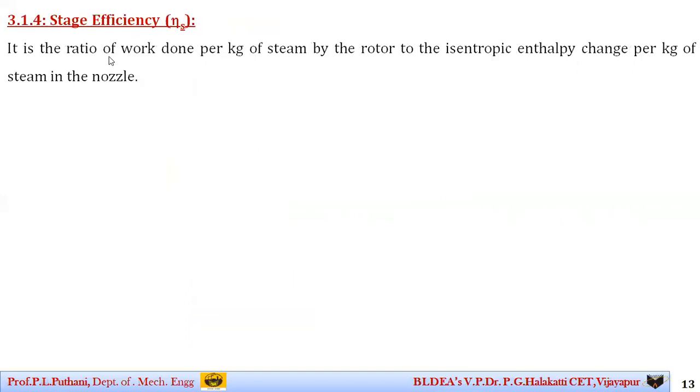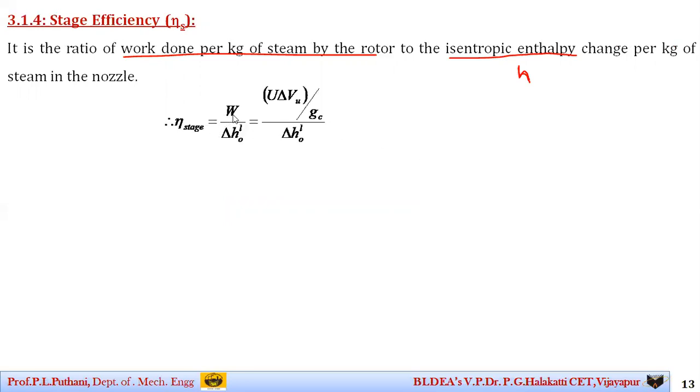The next term is the stage efficiency. In the stage efficiency, here also we are taking with respect to the work done itself. We say it is the ratio of work done per kg of steam by the rotor to the isentropic enthalpy drop per kg of steam in the nozzle. So mathematically, stage efficiency is equal to W by delta H naught dash, or W you can write as U delta VU by gc divided by delta H naught dash.